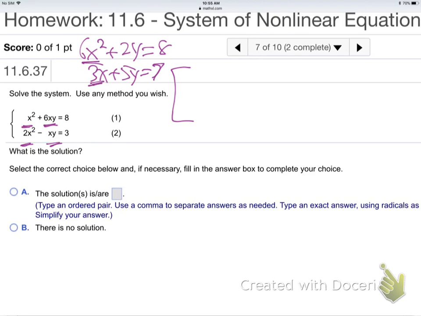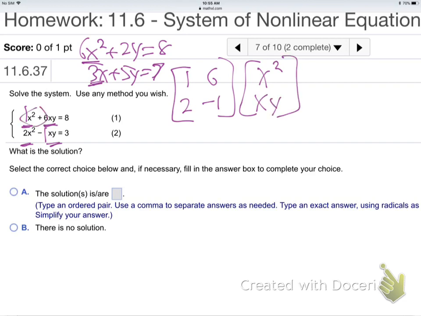Because the matrix thing that we do assumes that you put the coefficients, right, the 1, 6, 2, -1, here, and what here? Well, you have to have just two things. In our case, it's x squared and xy. X squared, xy equals, and what would be the right side? 8, 3. So you see the deal? With the matrix thing, you have to only have two kinds.